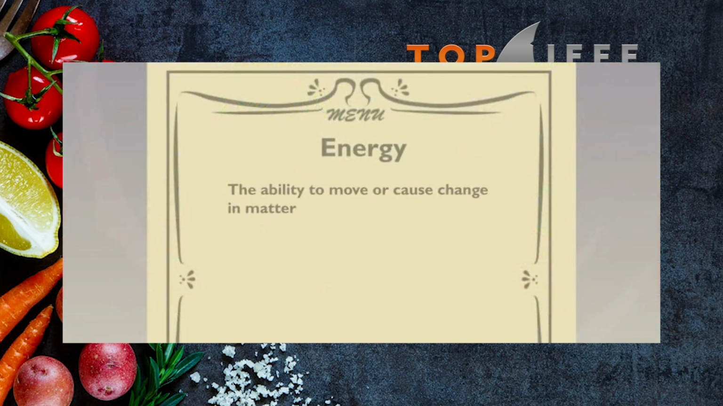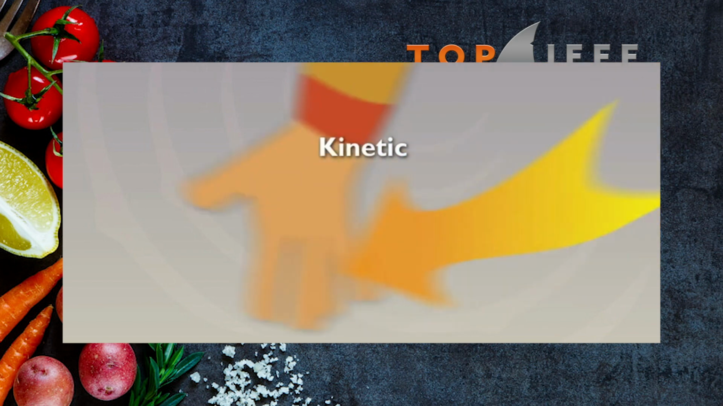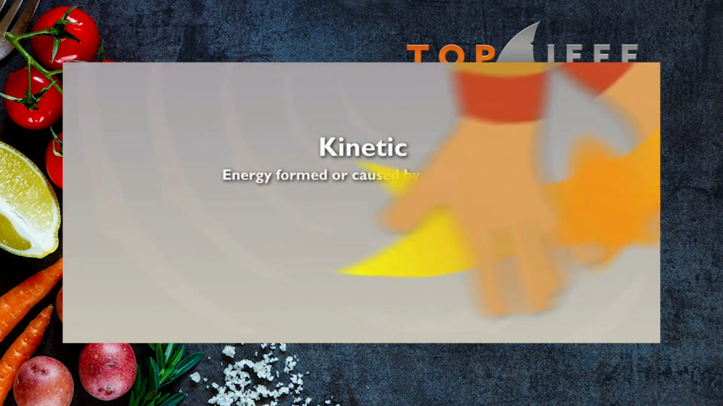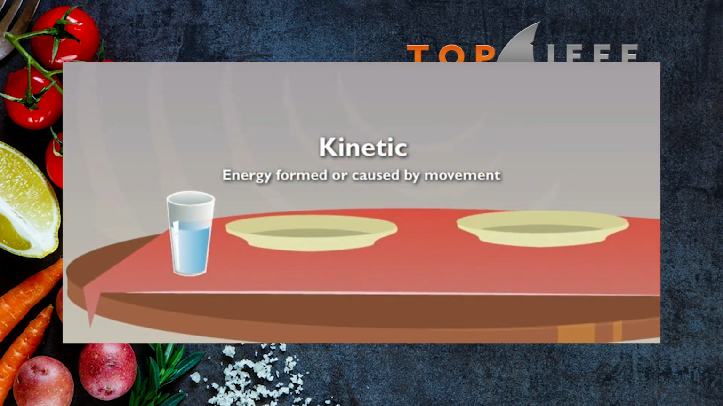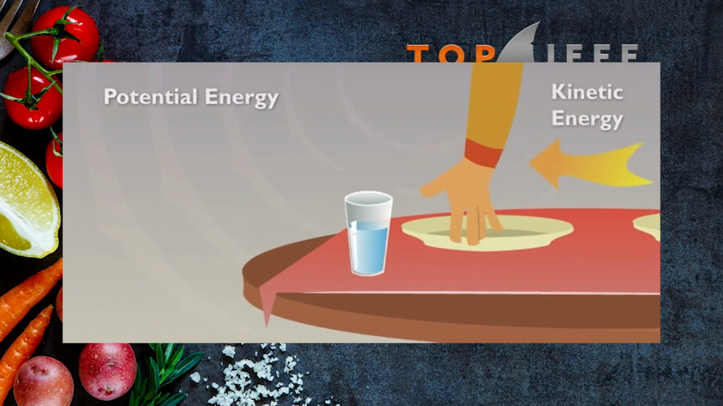Well, energy is the ability to move or cause change in matter, and there are all kinds of it. I don't know, Sam. Let me explain. The movement of my hands is kinetic energy, which is caused by movement. It's energy in use. When my hands hit the glass, the kinetic energy from my hands released the potential energy of the glass. What's the difference between kinetic and potential energy?